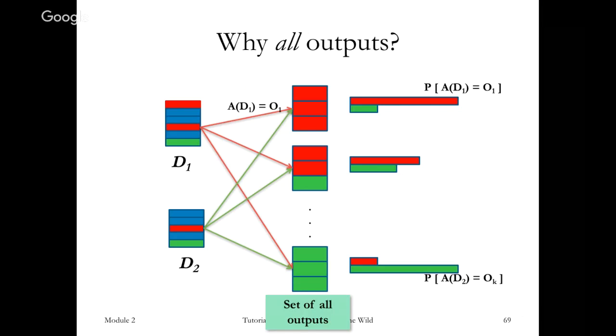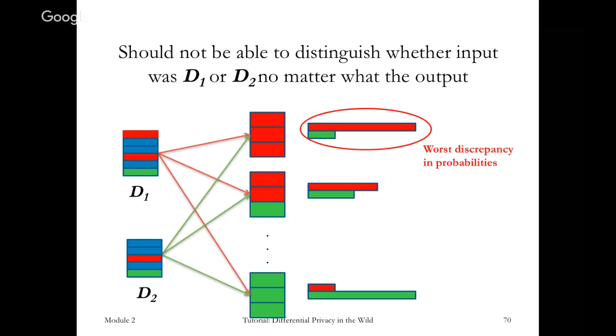And we want to look for the worst possible case. So maybe it corresponds to this one here, which suggests there are more red tuples in D1 than there are in D2. And so maybe it's more likely that we output this all red output when the input is D1. And we want to bound the worst case probability because again, it's a worst case notion. We want privacy to be protected regardless of what output is published, okay?